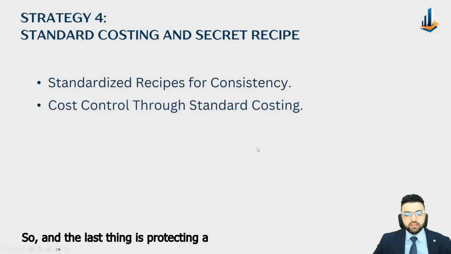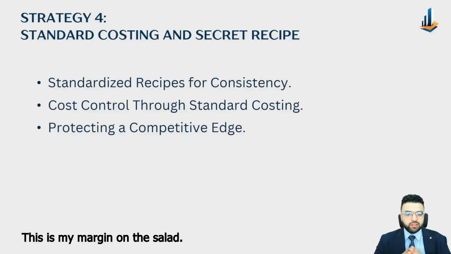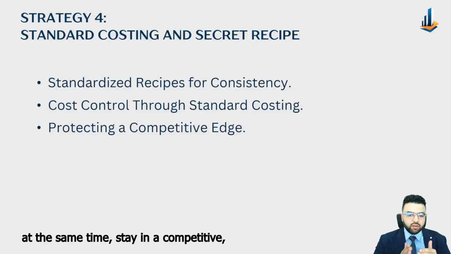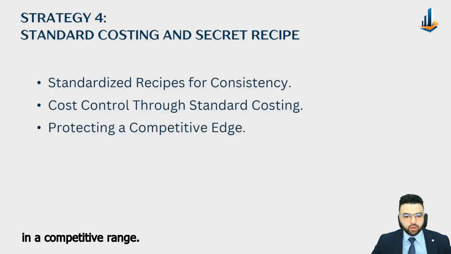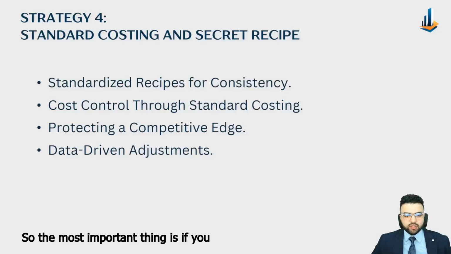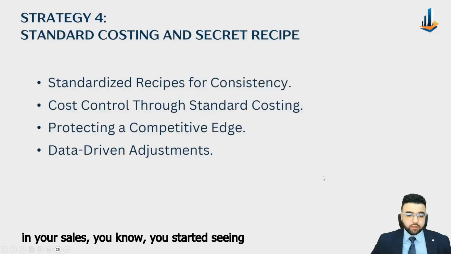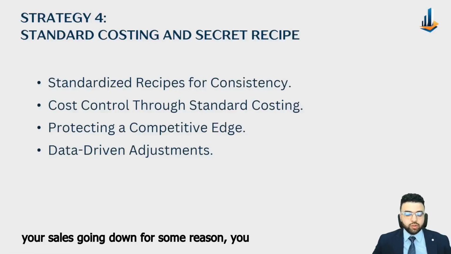And the last thing is protecting a competitive edge, because now you know this is my margin on the pizza, this is my margin on the salad, this is my margin on the pasta. You will be able to maintain that and at the same time stay in a competitive range. All right. So the most important thing is, if you find any fluctuation in your sales, you start seeing your sales going down for some reason, you will be able to analyze that based on data.